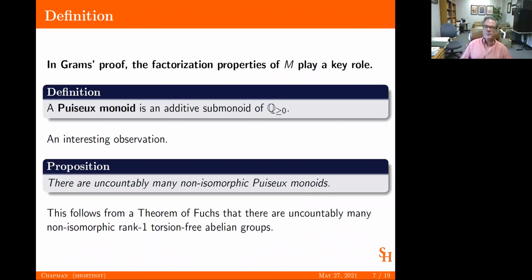But one interesting observation, which might puzzle your young students a little bit: there are uncountably many non-isomorphic Puiseux monoids. You start with this countable additive monoid, the non-negative rationals, and the Puiseux monoids turn out to be an uncountable class. To prove this, you use an old theorem of Fuchs, that there are uncountably many non-isomorphic rank 1 torsion-free abelian groups, and with a little bit of work, this result falls out. So there's a lot of Puiseux monoids.